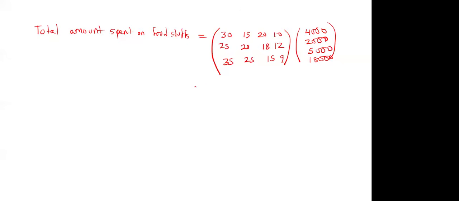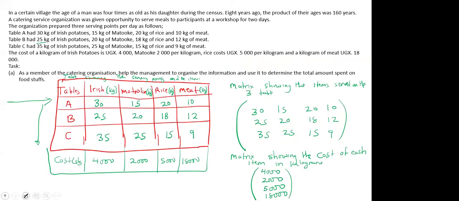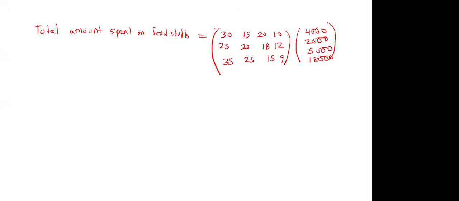Hope that is okay. Hope we are still on the same page. I've organized my matrix. I have summarized it in the table, and now I'm going to multiply. Kindly let me know, are we on the same page? Are we still together, or are we leaving some people behind?